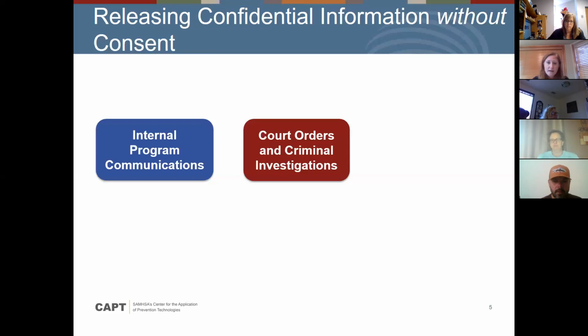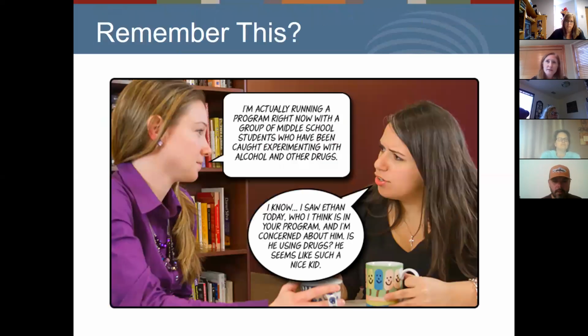Okay, well, if you do have questions, if you get into a situation and you think, geez, I don't know what I should do here, go to that 42 CFR Part 2 or talk to your supervisor before you ever disclose participant information without participant consent.